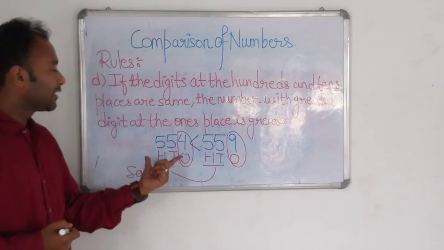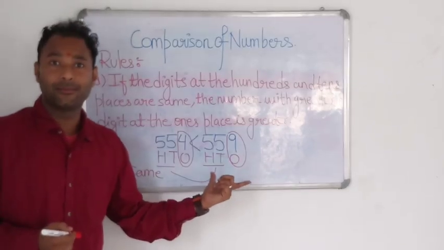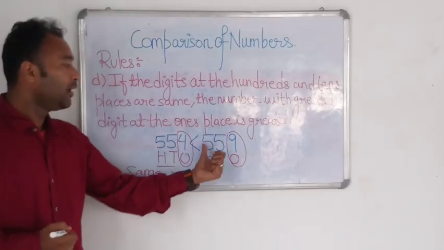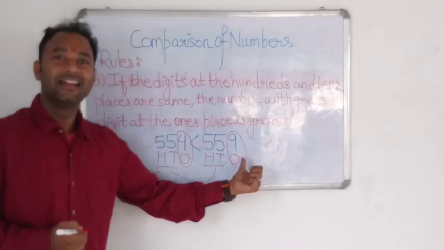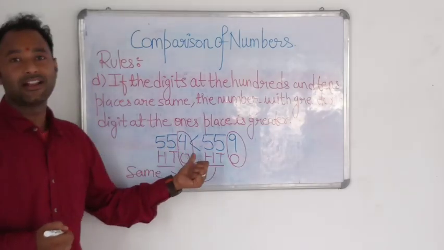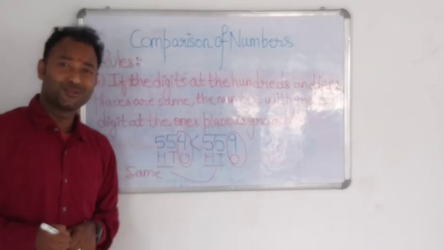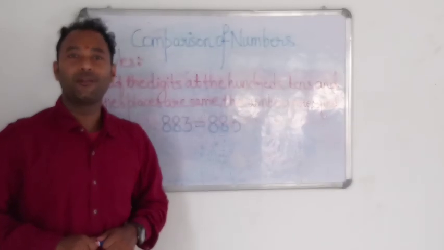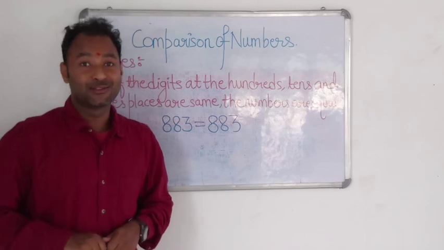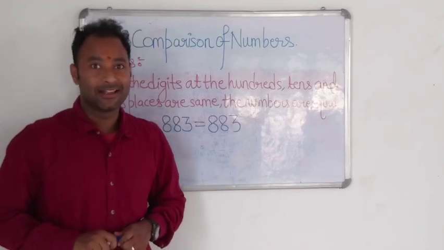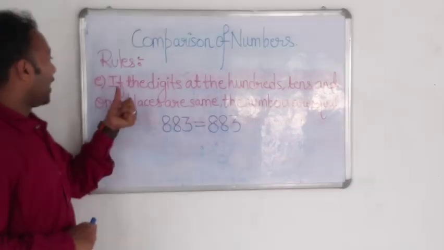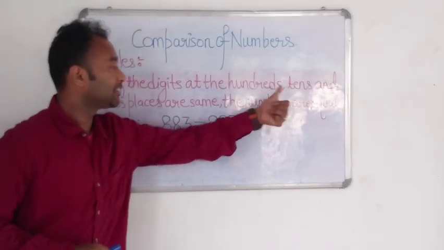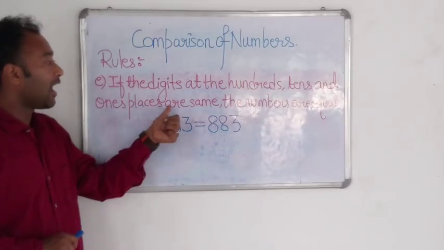So now if I ask you in both the numbers which number is greater, you would be able to say yes. Number 559 is greater than 554. Understood, students? Now students, we are going to do the fifth rule of comparison of numbers. And students, this rule is interesting. So let's get started. Now in this, if the digits at the hundreds, tens and ones place are same.